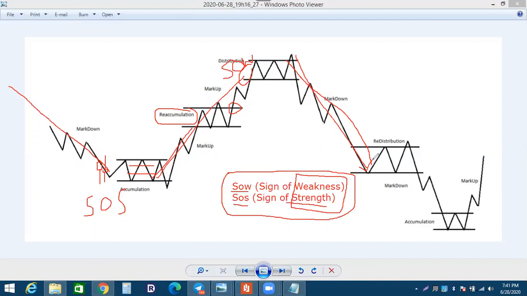Again and again we will talk about SOW and SOS. SOS is the application in which the sellers are getting weak and buyers are getting strong. SOW is the application in which buyers are getting weak and sellers are getting strong.